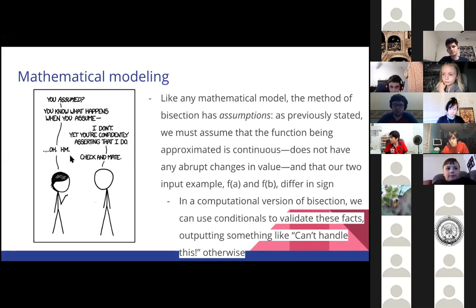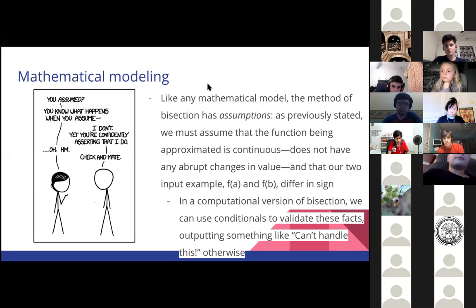So like any mathematical model, the method of bisection has assumptions, which we'll talk about first. As previously stated, we must assume that the function being approximated is continuous. It doesn't have any abrupt changes in value, and our two input examples, f of a and f of b, so the function of interest evaluated at 2 points, x equals a and x equals b, differ in sign. So in a computational version of bisection, we can use conditionals to validate these facts, outputting something like "can't handle this" otherwise if the assumptions don't hold.